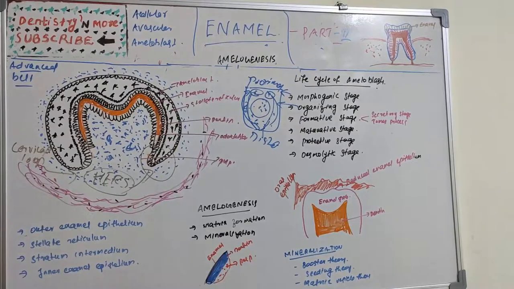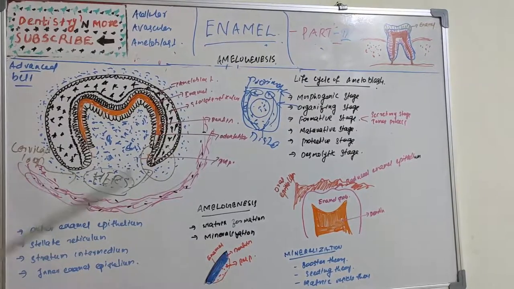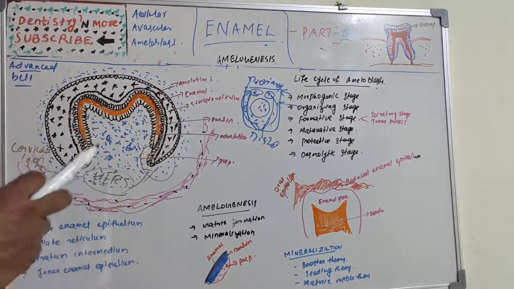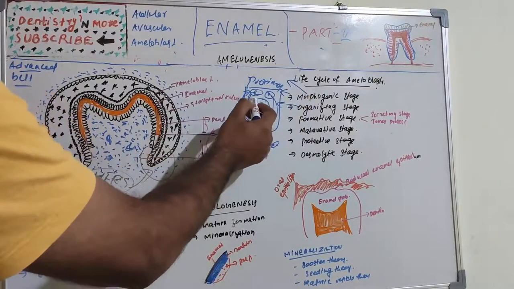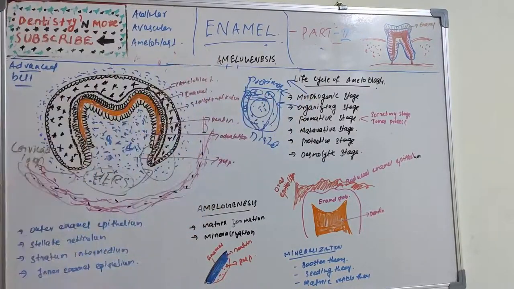Okay, then the next change is disappearance of the cell free zone. So in morphogenic stage we have a cell free zone, and that will disappear. Okay, that is the organizing stage.